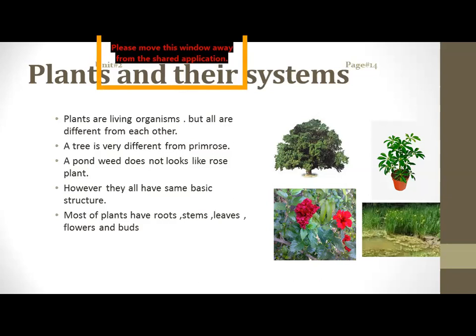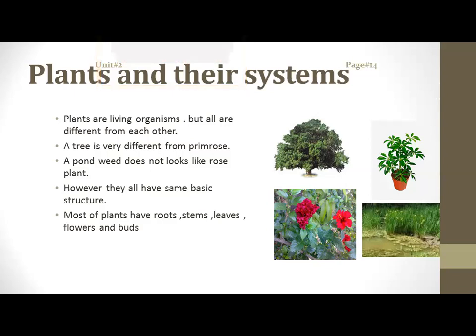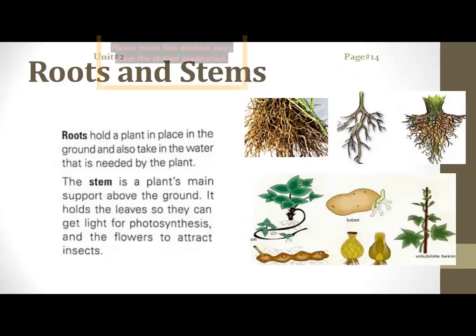Most plants have roots, stems, leaves, flowers, and buds. Most of the plants consist of all these five parts. Okay, so we will discuss these parts one by one. Now come towards the roots and stem. You can see here, this part of the plant is so-called root, okay? These are the so-called roots, and this is the underground part of the plant. Roots are always the underground part of plants.